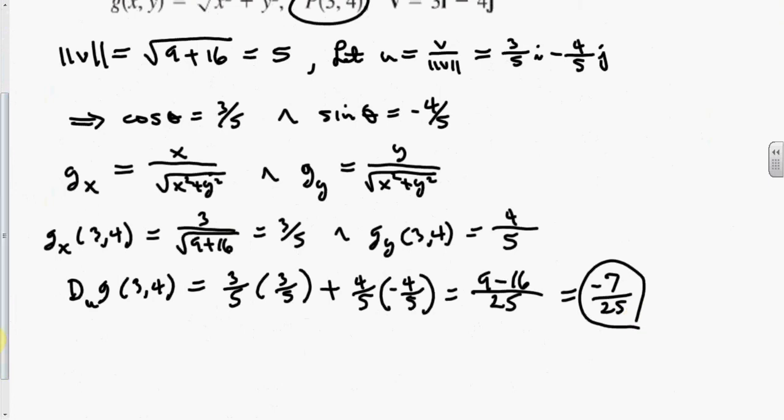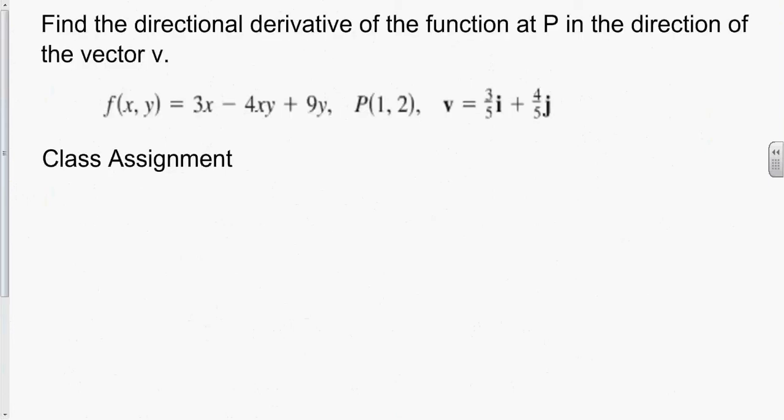Is that okay? See how you handle this one. How do you deal with that v over there, that vector v? Find the directional derivative of the function at p in the direction of the vector v. The question is, first you have to investigate, is v a unit vector? If it is, then v becomes u. If it's not, then you have to write u as v divided by the norm of v.